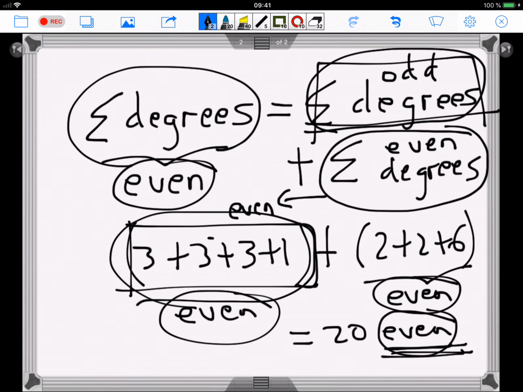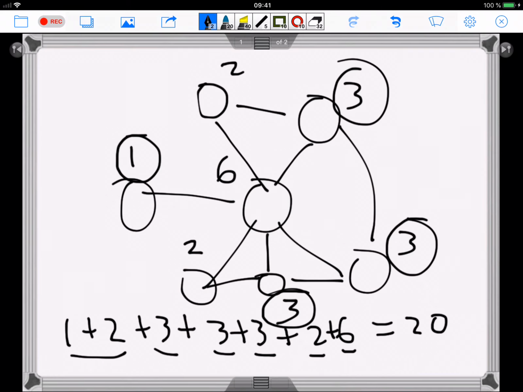So here an odd number plus an odd number makes an even number. Another odd number plus another odd number makes again an even number. So the number of odd degrees must be even, because in that case what we obtain when we add up all the odd degrees in the graph is going to be an even number as required. So with this we conclude that the number of odd degrees in a given graph must be even.